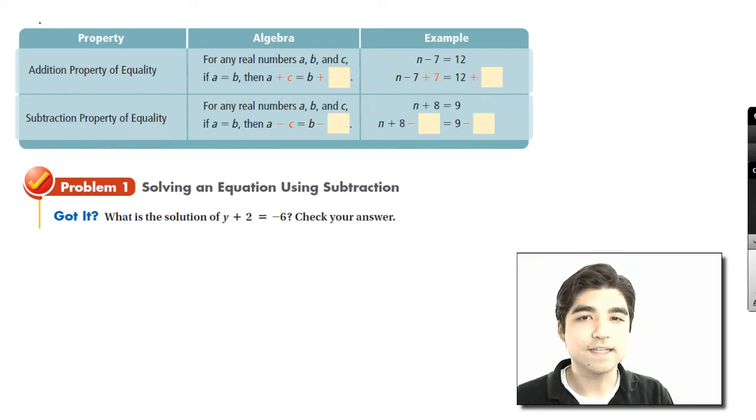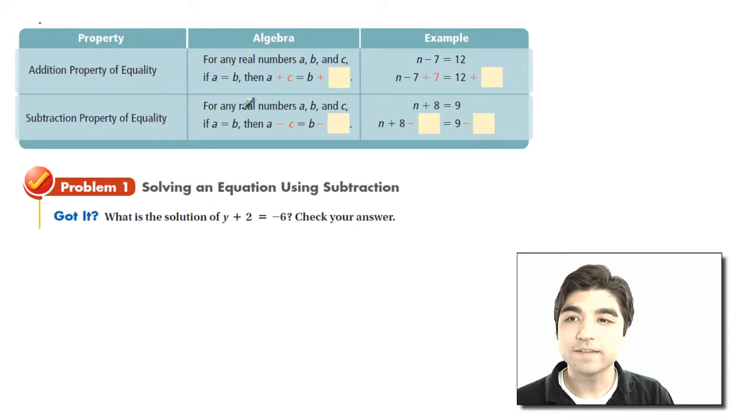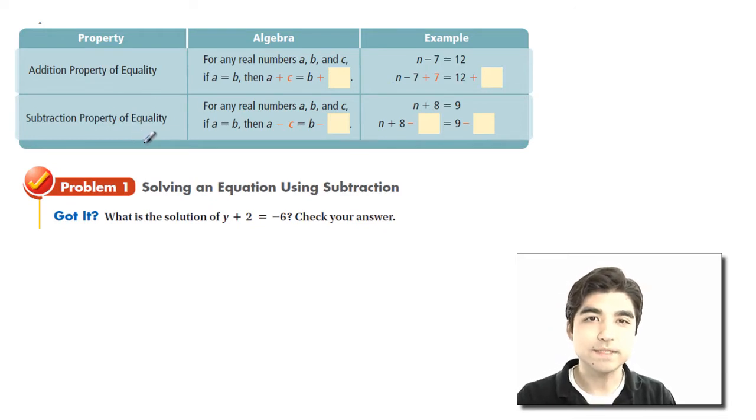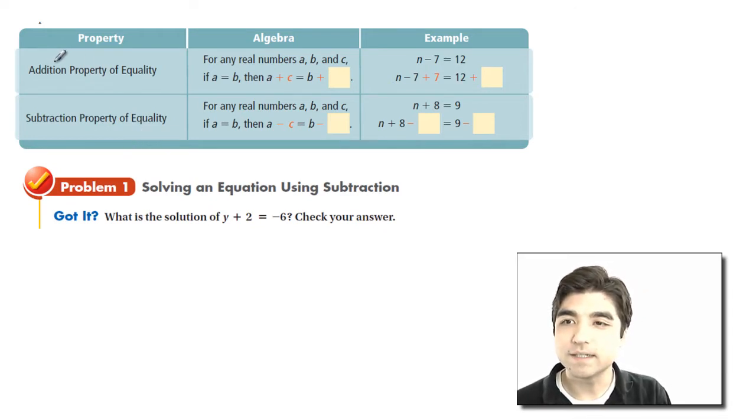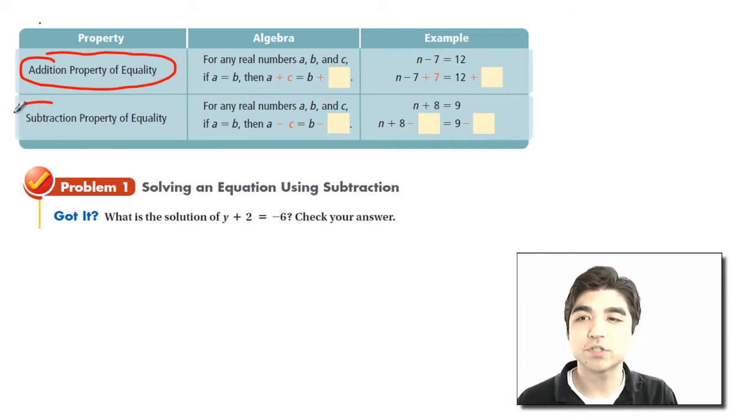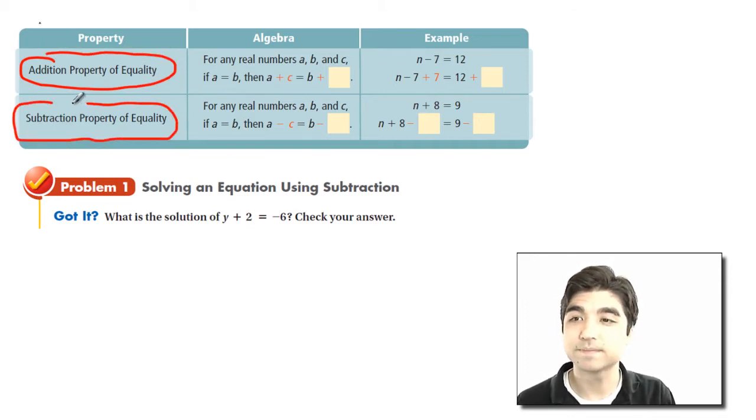Okay, so this is example 1 of section 2.1, and we need to learn two properties. One is the addition property of equality, and the other one is called the subtraction property of equality.